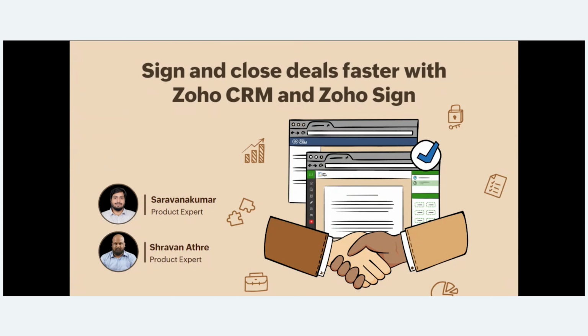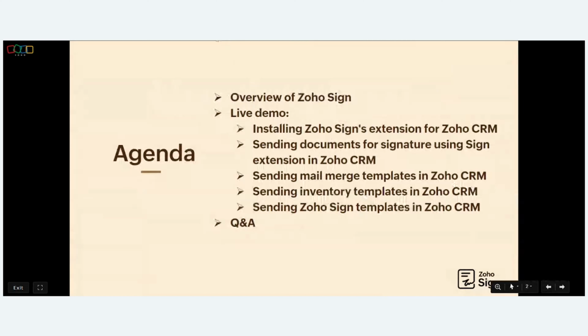So let's quickly take a look at the agenda. Before we dive into the webinar, here is a quick look at the agenda. I will be starting by giving a quick overview on Zoho Sign, and after that, I will show you how to install the Zoho Sign extension for Zoho CRM, followed by how to send documents out for signature and how you can use this extension to send mail merge templates, inventory templates, and templates that you have created in Zoho Sign via the Zoho CRM extension. Towards the end, if there are any unanswered questions, we can have an extended Q&A session to answer them.